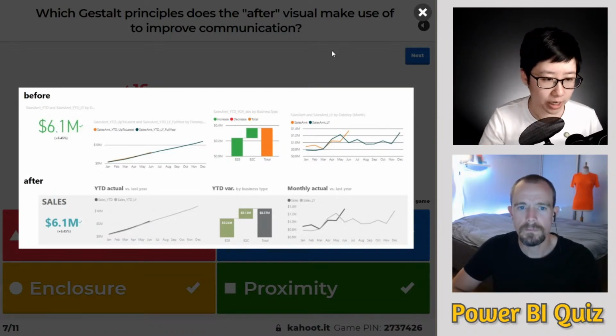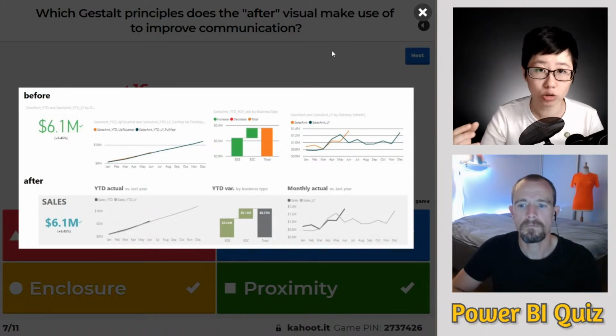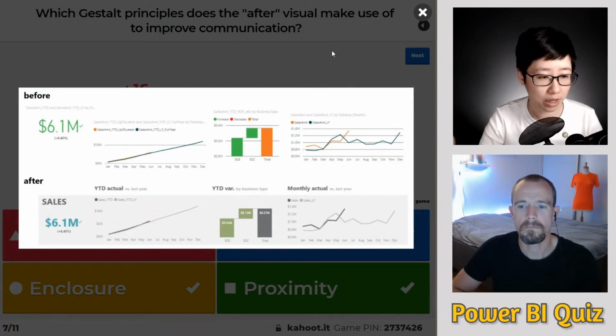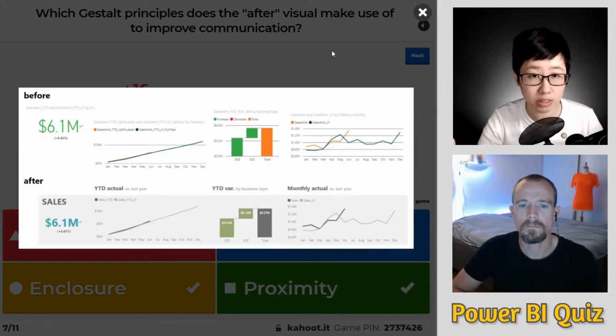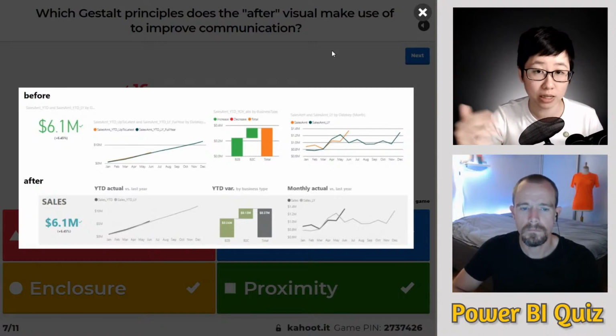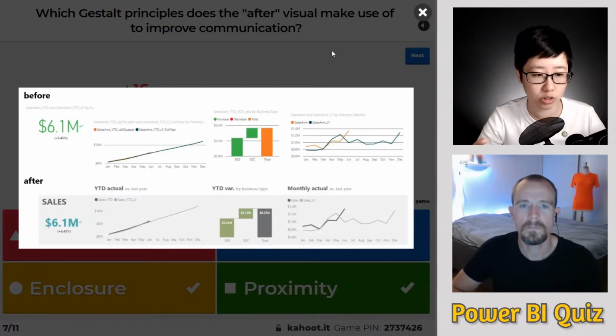For enclosure, you will notice that in the after chart, there is a very light gray box behind it to enclose all of them in the same space, to show that all these things belong to the sales indicators. On the left, you have total year-to-date sales, year-to-date actual trending, the variance for year-to-date, and then a monthly trend. But they are all grouped together using an enclosure, like a box of sorts, to say that they belong in the same group. Okay, so that's for enclosure.